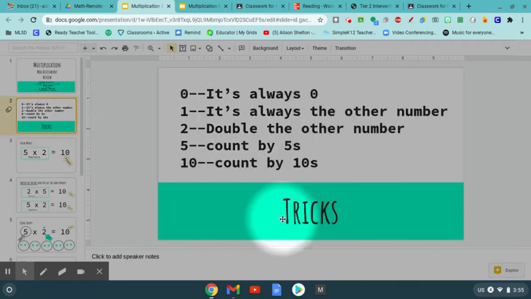Okay, so let's first talk about the tricks we know. When we multiply by 0, the answer, the product, is always 0. When we multiply by 1, the answer or product is always the other number. When we multiply by 2, the product or answer is always double the other number. When we're multiplying by 5, we count by 5s. When we multiply by 10, we count by 10. Those are the tricks we have already learned.